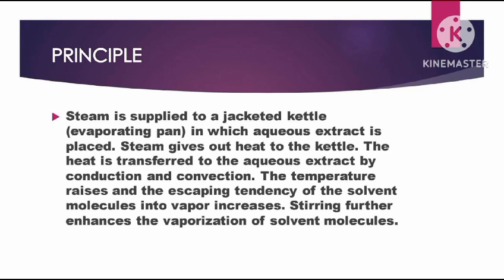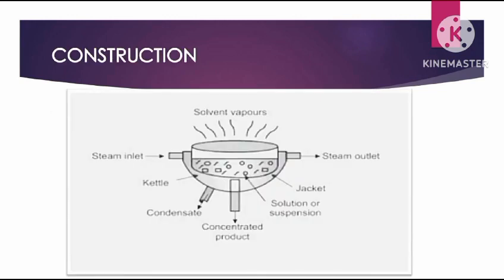A steam boiler generates heat and evaporates water from an evaporating pan containing aqueous extract. When the temperature rises, the escaping tendency of the solvent molecules increases with the increased vapor pressure, causing the solvent molecules to vaporize more easily.